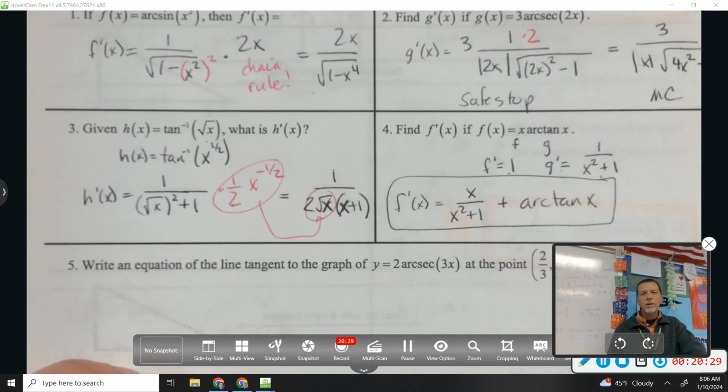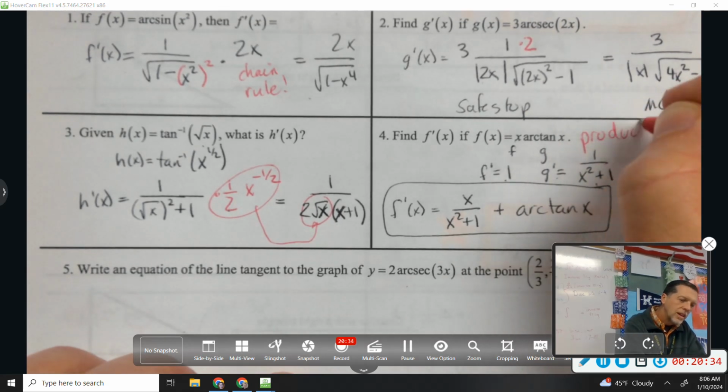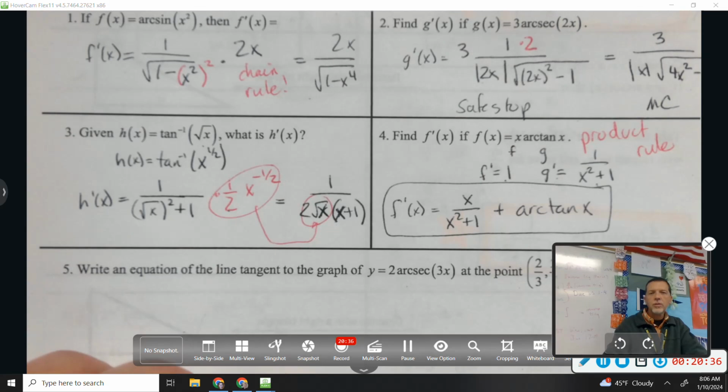Oh, that's kind of a weird answer, but product rule was one of the things we needed for that one.